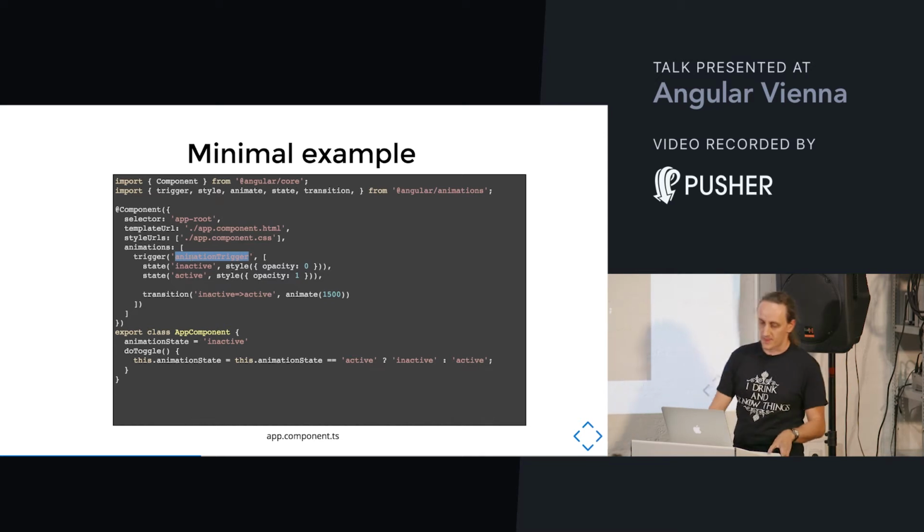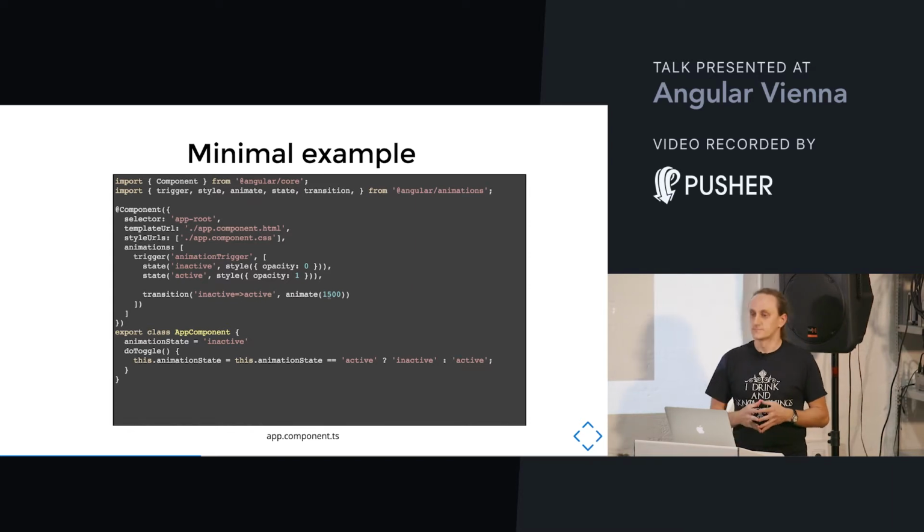What do we need? So in this example, I have my animation trigger. I have only two states. When something is inactive, it has a style of opacity 0, so it should not be displayed. And when it's active, it has opacity of 1. And when we do a transition between inactive and active, we will animate it during 1.5 seconds.